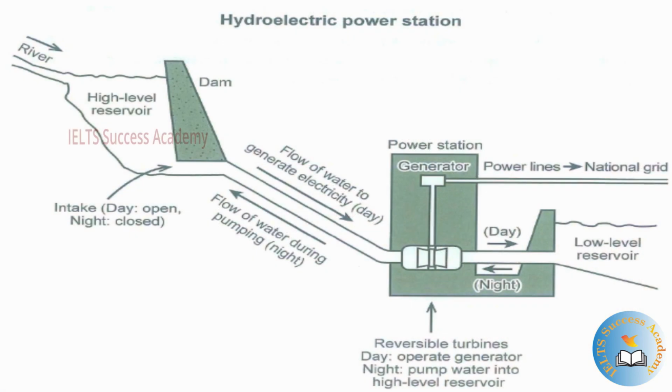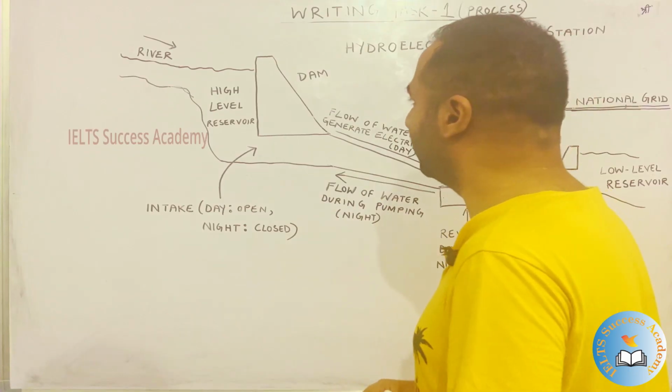So in this Task 1, we have a hydroelectric power station. This is a process diagram and we have to show how the diagram works, how electricity is generated through the power station, what happens during the daytime and what happens during the night time. So let's look at the daytime first.